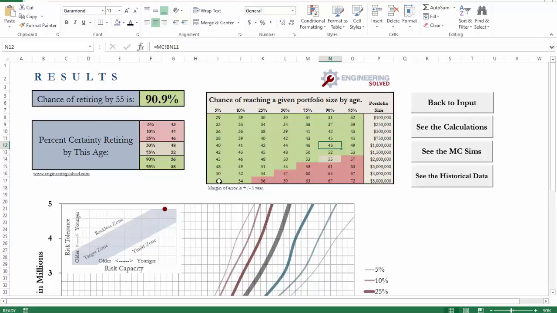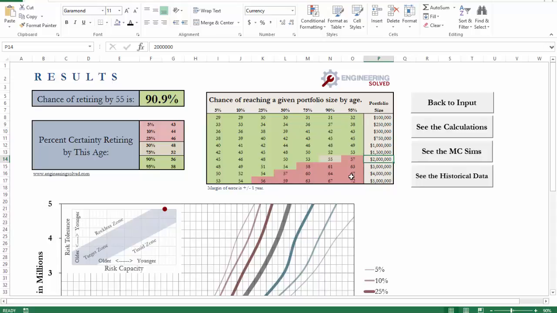So here, all of these green cells are good. Basically, you're ahead of schedule. And then here is your brown cell, 55. That's the age that you've selected. That's brown, so that's right on target. So you have a 90% chance of $2 million at age 55. And here's 90% at age 55. And at that point over here, you would have around $2 million. And that would be sufficient at that age for you to retire.